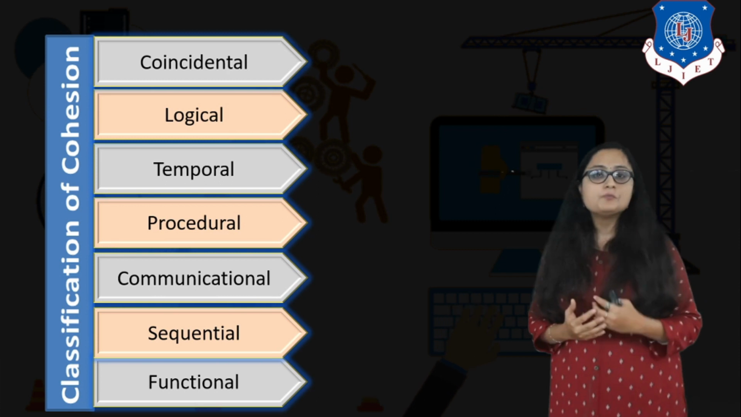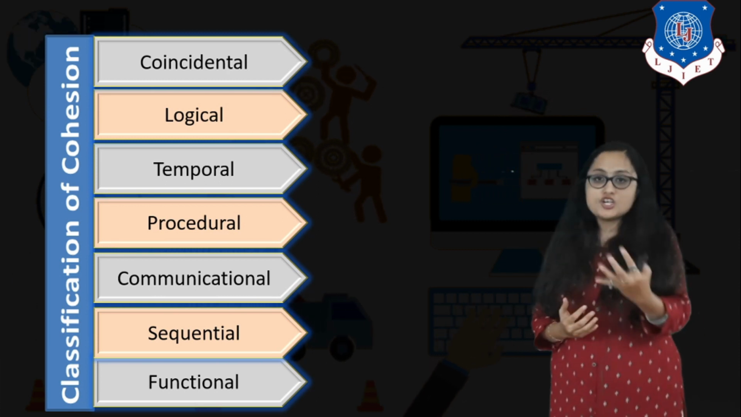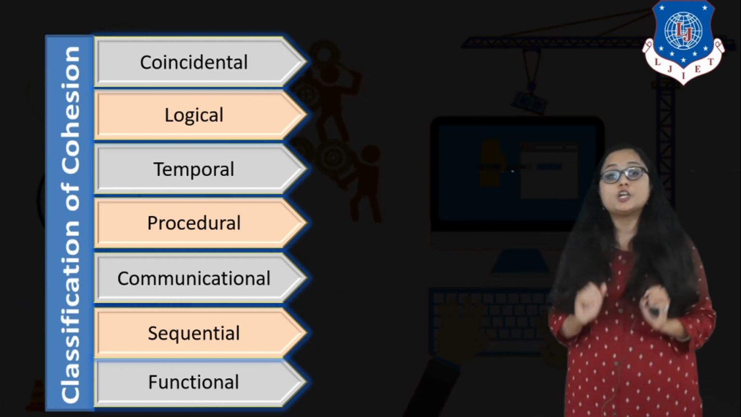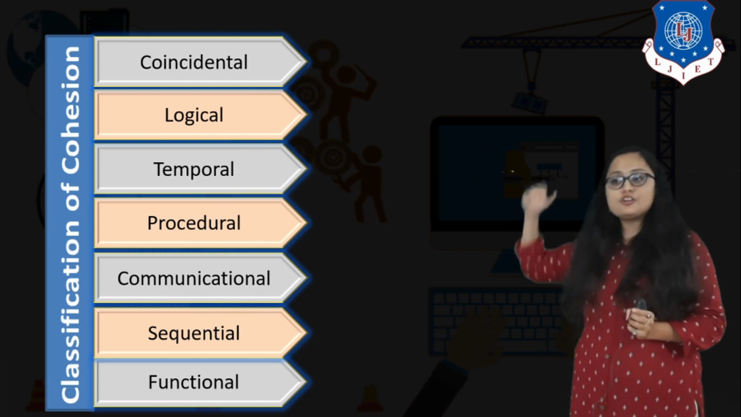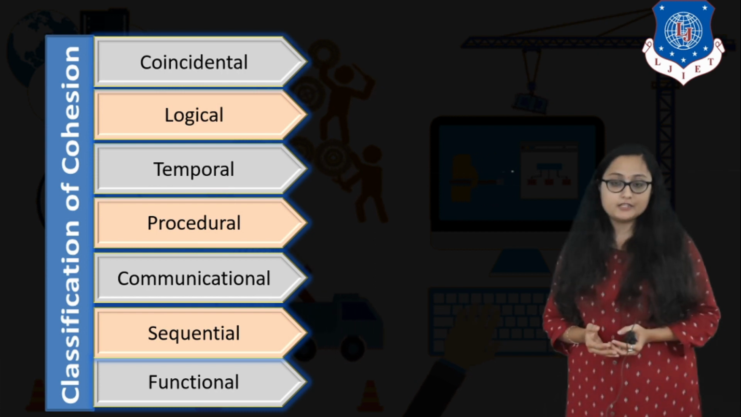For example, you take your dog for a walk, you are baking a cake, and you are watching TV. These are three sets of activities which are totally unrelated to each other, yet you are putting them in one module. That sort of cohesion is known as coincidental cohesion, right?